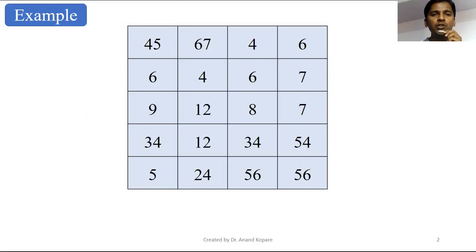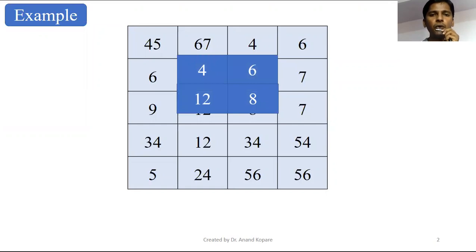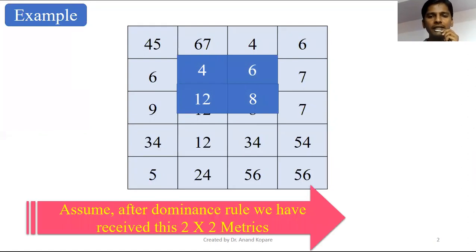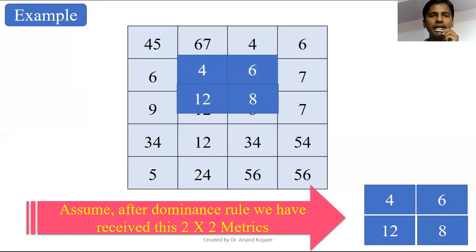So see, just assume you have implemented the rules of dominance, and after using them, you have received these 4 values. You have finalized these 4 values. Again, I am repeating, how and when to use the rules of dominance, we will discuss in the next lecture. In this session, you only need to assume that after using the rules of dominance, you have received these 4 values, that is 4, 6, 12 and 8.